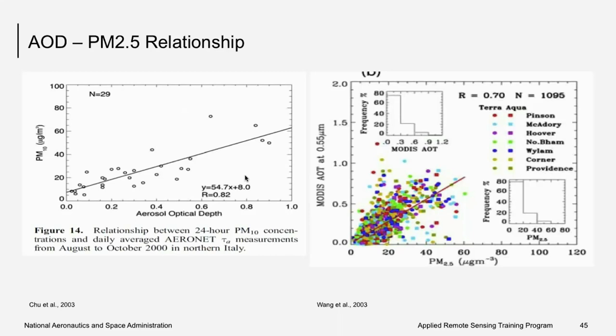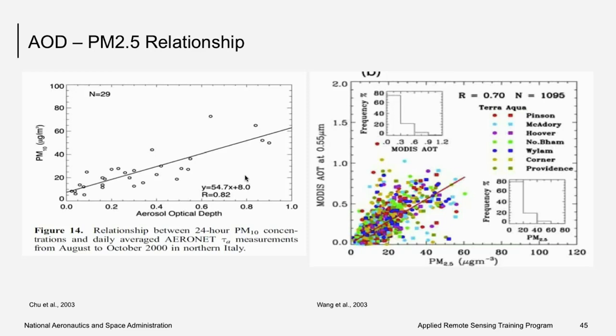But in the beginning of the early 2000s, scientists realized that we can use this aerosol optical depth quantity, which we get from the satellite or the ground measurement, to infer PM2.5 or PM10. On the left, you see the aerosol optical depth on the x-axis and PM10 on the y-axis, and a linear relationship between these two quantities. This is an example from Italy. Aerosol optical depth is measured using AERONET, and the PM10 is measured using air quality monitors in that location. The correlation is very high, 0.8, but there is also a scatter. But it does suggest that these two quantities are related and can be used to retrieve one from the other.